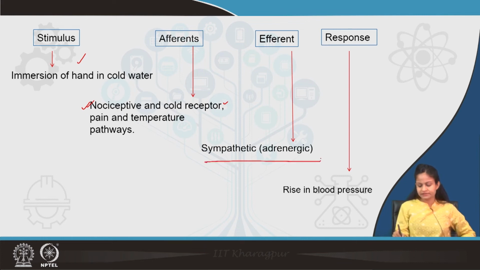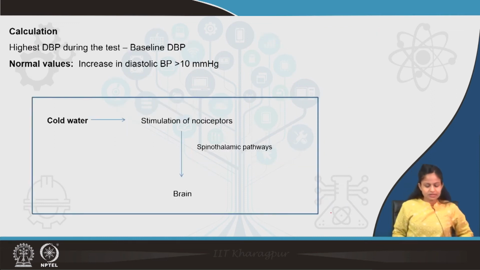The efferent here is again sympathetic or adrenergic. The response is a rise in the blood pressure. So, for the calculation, we check the reactivity here also by subtracting the baseline diastolic blood pressure from the highest diastolic blood pressure during the test. An increase in the diastolic blood pressure of more than 10 millimeter of mercury is usually considered normal. Anything below that is considered abnormal.